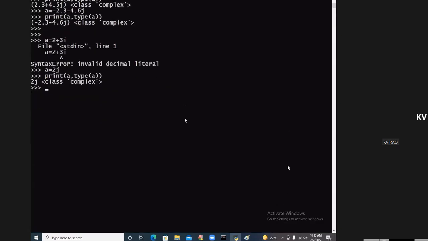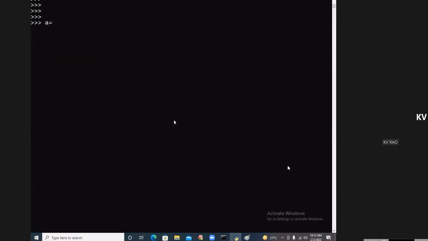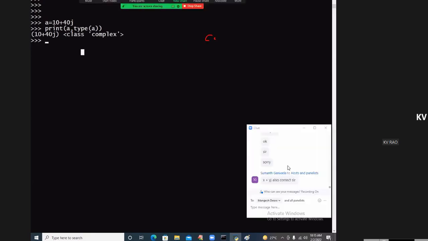Look at this, I'm going to give you clarity on this area. Let us take a is equal to 10 plus 40j, print of a, and the type of a. You see, I got 10 plus 40j, and the class is complex. This 10 is called the real part, and this 40 is called the imaginary part. So in the complex class, we have two predefined attributes. One is called real, and one more is called imag.